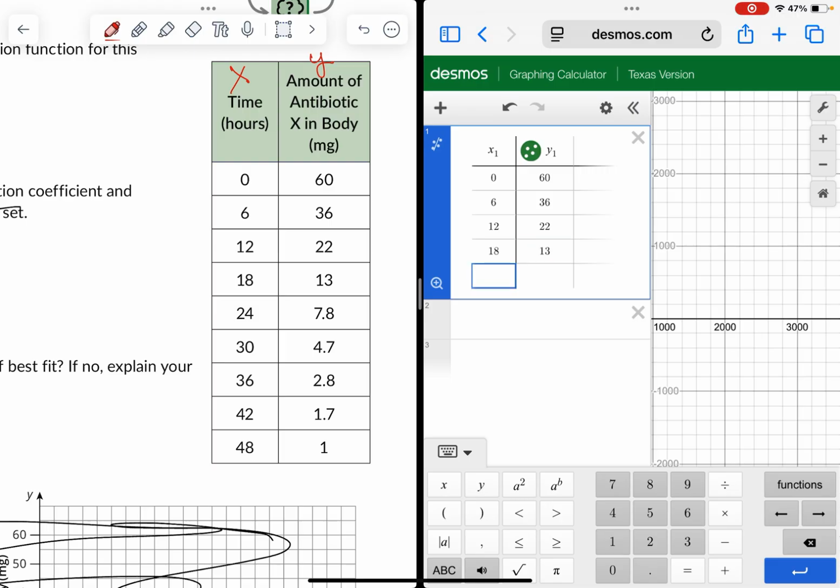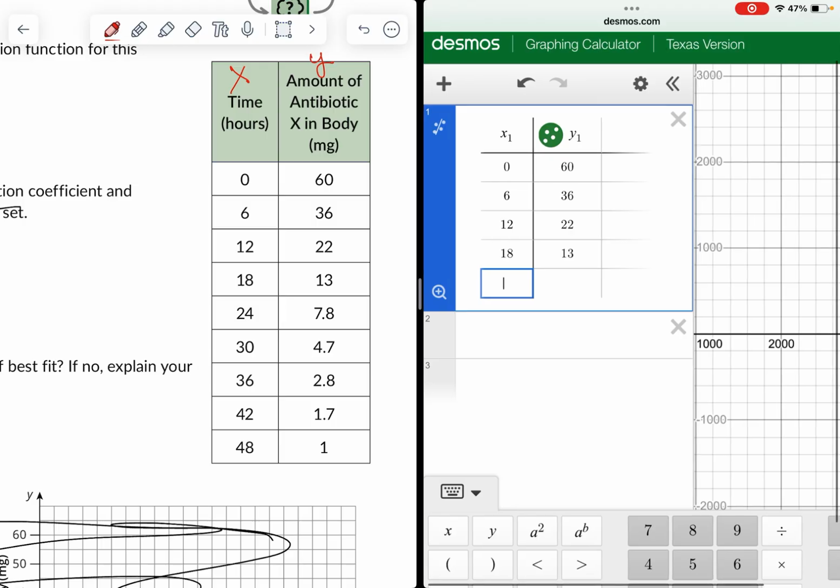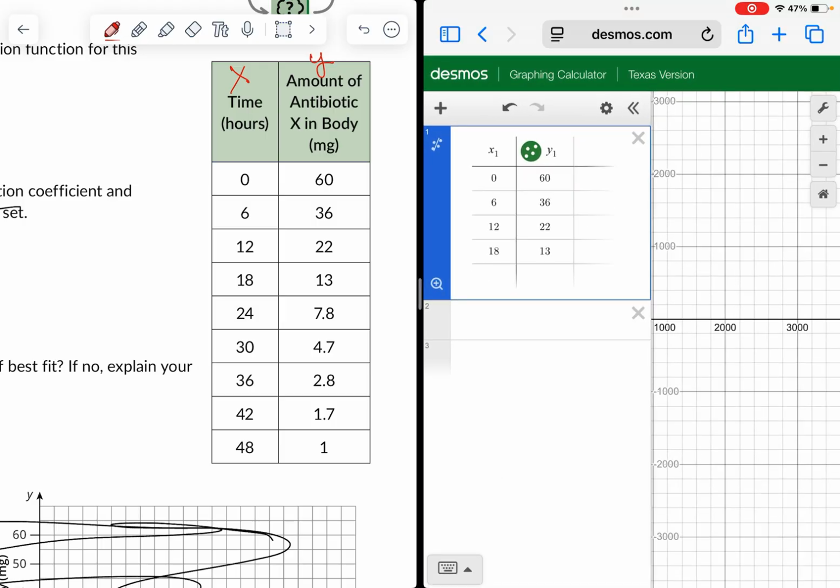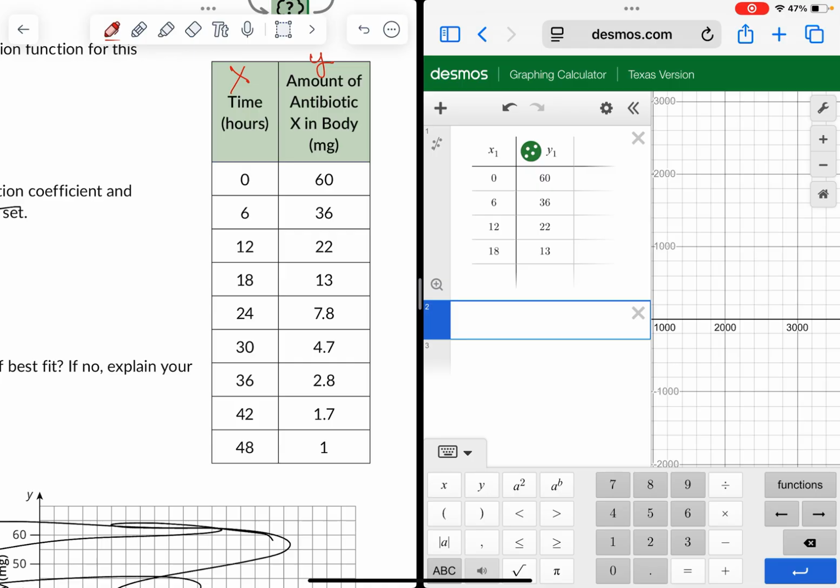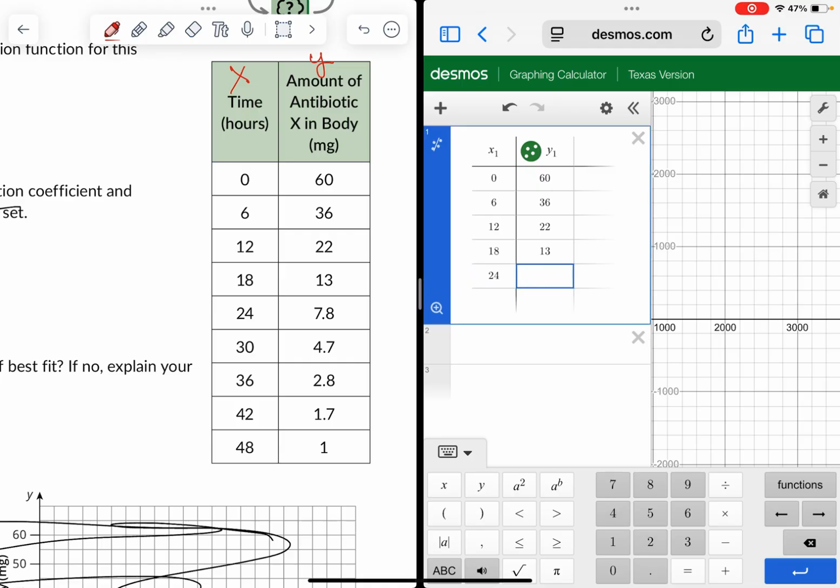As your X is getting bigger, what's happening to your Y values? Do you see that they're getting smaller? Okay, that tells me right there, this is going to be a negative relationship if there's any relationship at all.